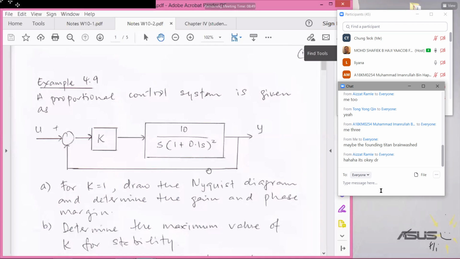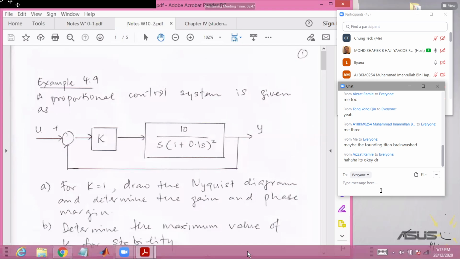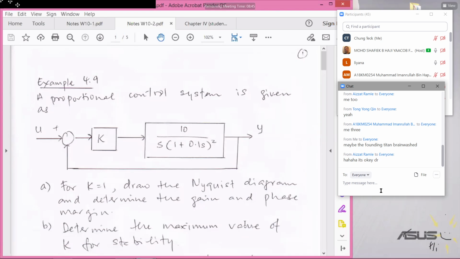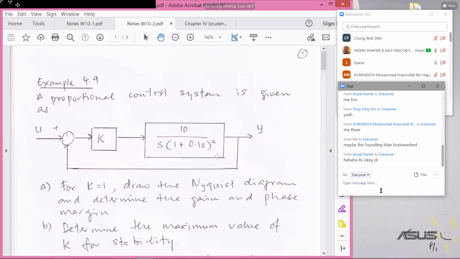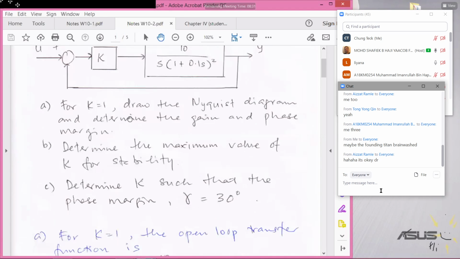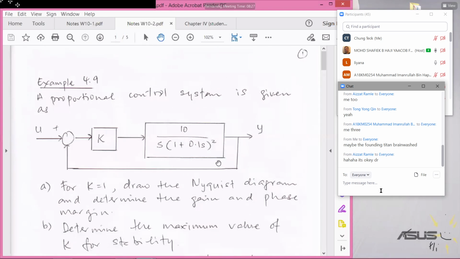Okay, do you have any other question? Okay, so let us stop the class here today. So I will make sure that I will upload this example 4.9 to your e-learning. If you don't have any more questions, then let us just end this class here today.